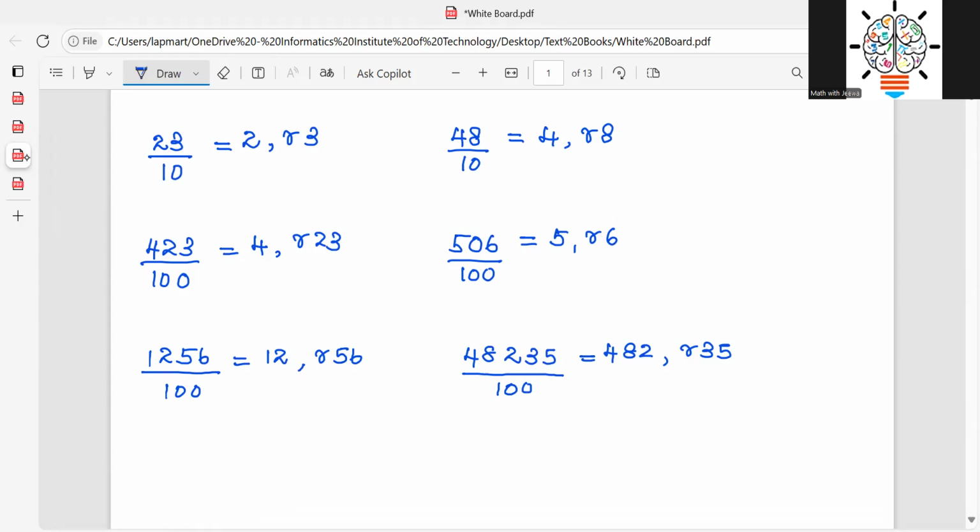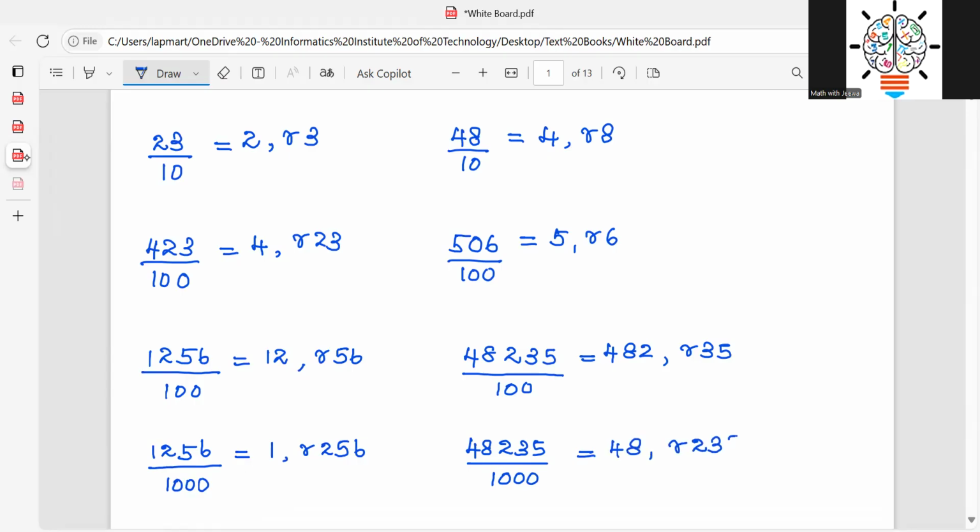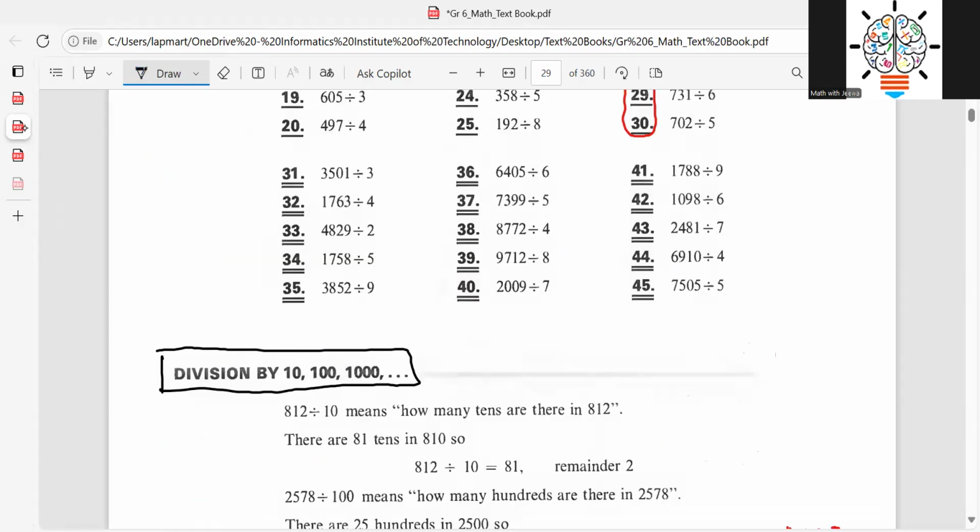If I take something like this, children, you just see 1256, the same number, I divide by 1000. Now what happened? 1 remainder 256. Because when I'm dividing this by 1000, there should be 3 digits. The same thing, I'm going to take 48,235, the same number, I divide by 1000. What happened? 48 remainder 235. Right? Hope it is clear for all of you. So this is a very interesting thing where you can get the pattern easily.